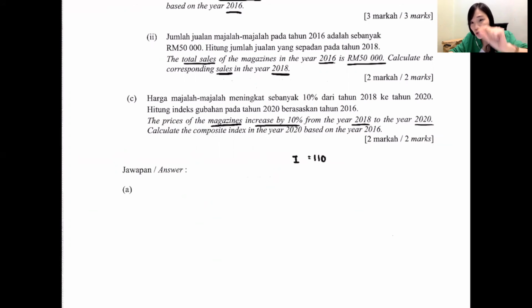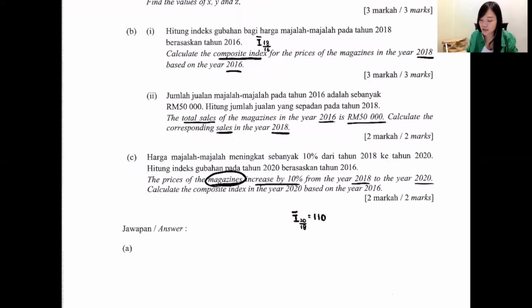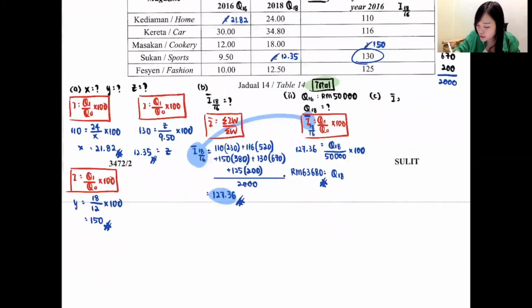So this 110 is 2018 to 2020. So always the newer year we put on top, and the older year we put at the bottom. Then the moment they say increase by 10%, do they say only one of them increases or overall increase? I think it's overall because they say magazines. Correct? I repeat, individual increase or decrease is called I, price index. Overall increase or decrease, we call it I with a bar, that means I dash. Now we know I dash 20 over 18 is 110. Okay, I write down first: I dash 20 over 18 is 110, because everyone increases, not just one.